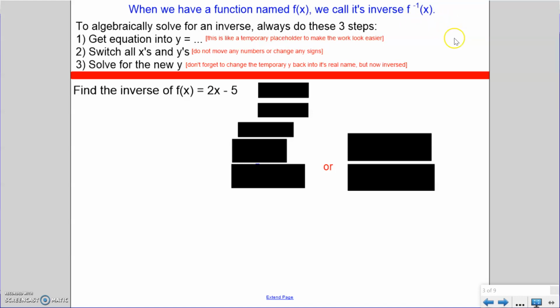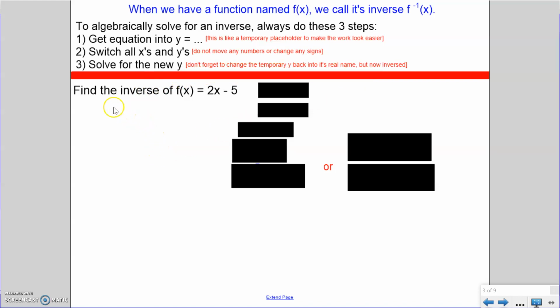Alright, to algebraically solve for an inverse, we'll do 3 steps. Step 1 is get the equation into y equals form. This is a temporary placeholder to make our work look easier. Step 2 is switch all x's and y's. Do not move any numbers or change any signs. And then step 3, solve for the new y, and don't forget to change the temporary y back to its real name, but now inverse.